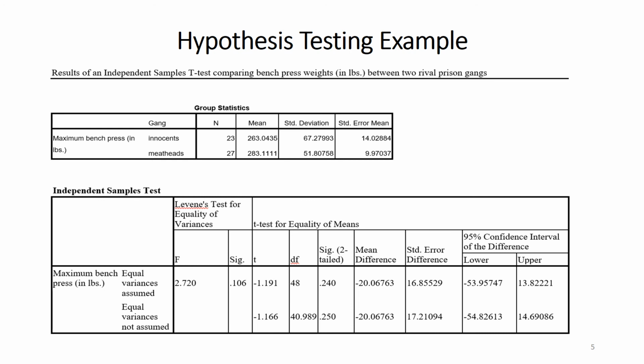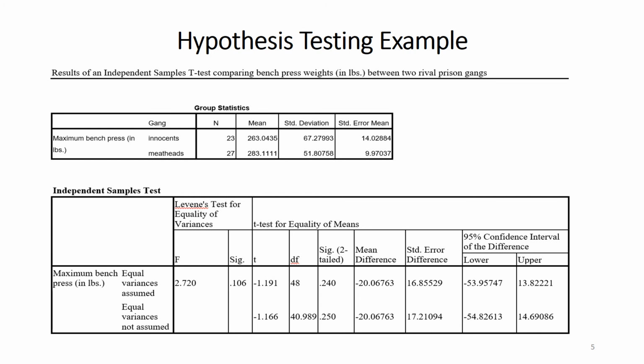The first thing we see to the farthest left of that box, you'll notice it says maximum bench press in pounds. That is our dependent variable, our outcome. And that was the one that was measured in a continuous fashion. So maximum bench press in pounds, our dependent variable. You move over just a little bit and you see the column titled gang. Under gang, you see two different rows. You see innocents and you see meatheads. That right there represents our independent variable, that categorical independent variable with only two groups, the innocents and the meatheads.